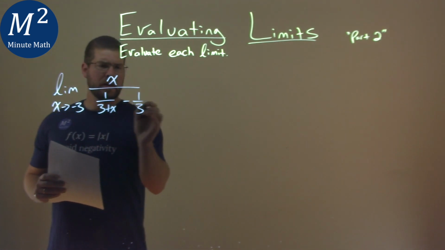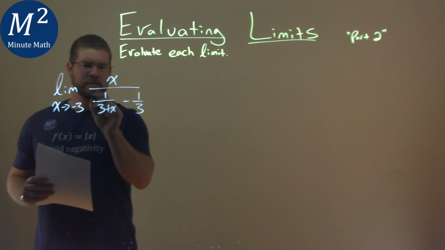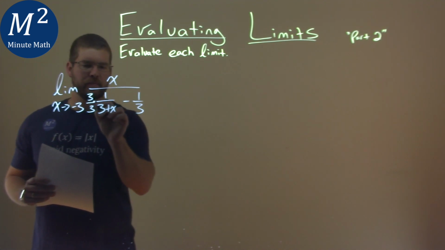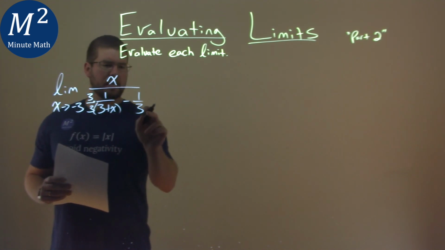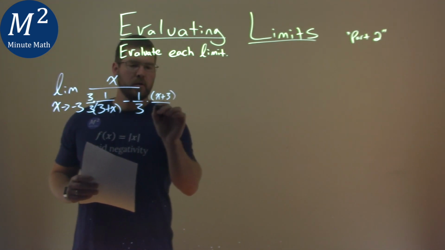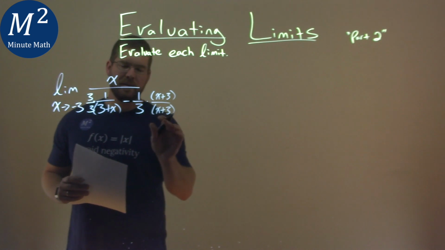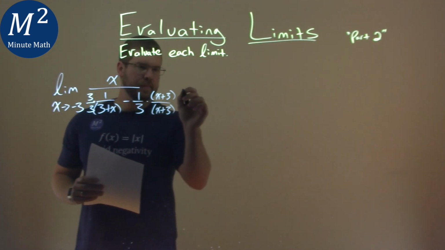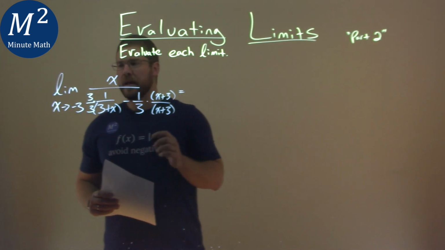So to find a common denominator, I'm actually going to multiply this fraction by a 3 over 3, if you can see that, right here. Because that's this denominator, and this one I'm going to multiply by x plus 3 over x plus 3. It's the same thing as 3 plus x. So now let's go see what happens when we do that.